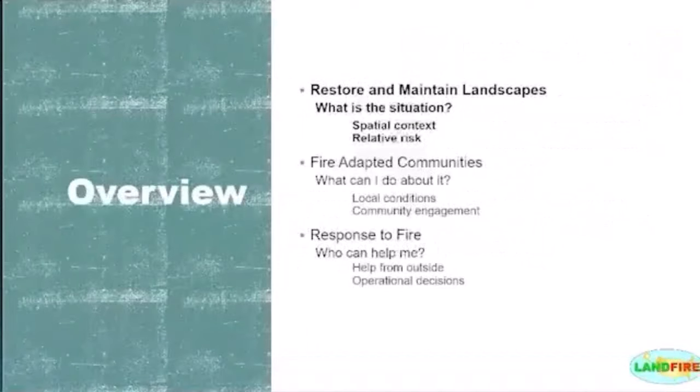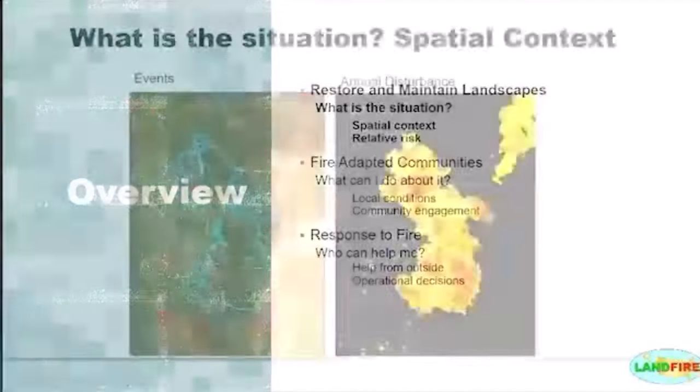And so this is kind of how I look at the three pillars of the cohesive strategy from that spatial perspective. So the first one being, what's the situation? What's the spatial context and the relative risk? The second one being, what can I actually do about it? The local conditions at community level. And then finally, for the response, it's like, who can help me as I go through this process?